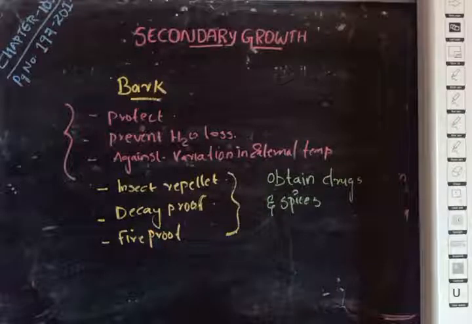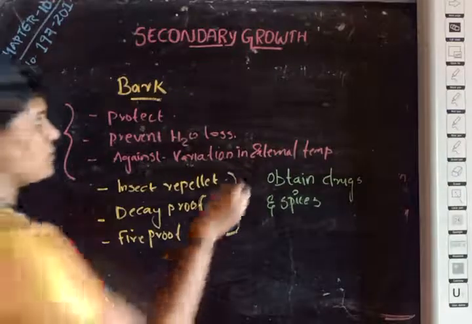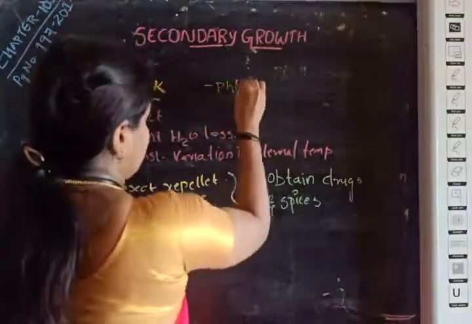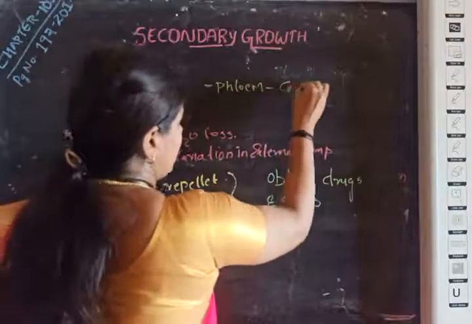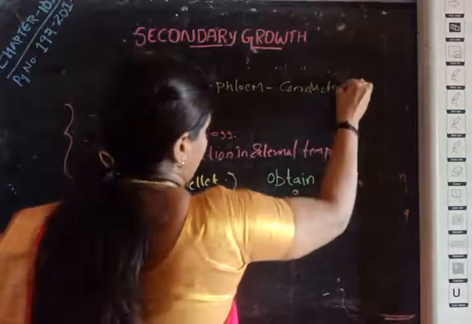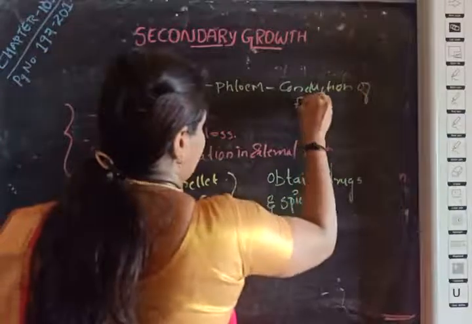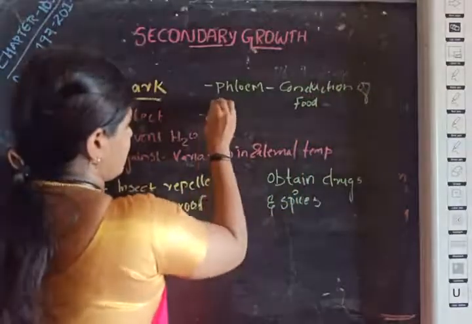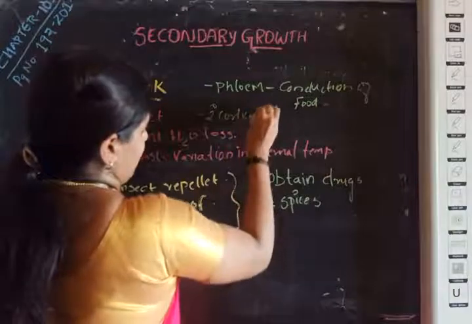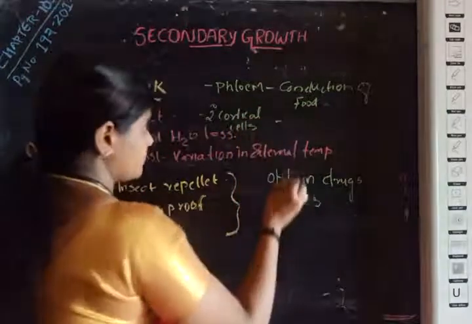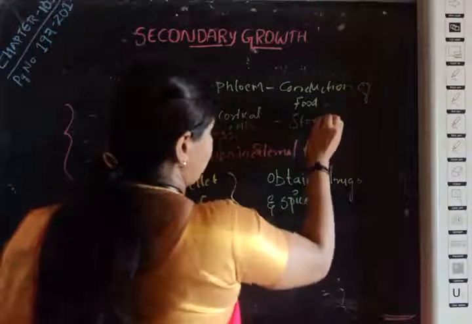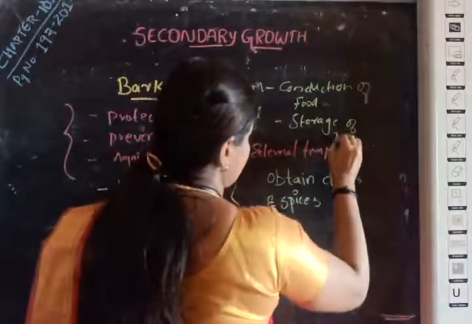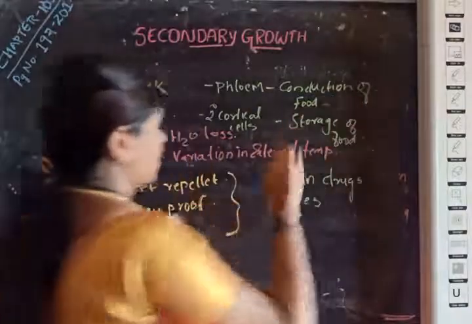Okay, and the phloem cells of bark are involved in conduction of food, whereas the secondary cortical cells are involved in storage of food.